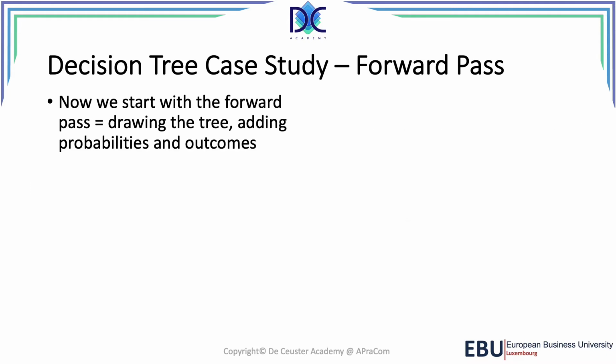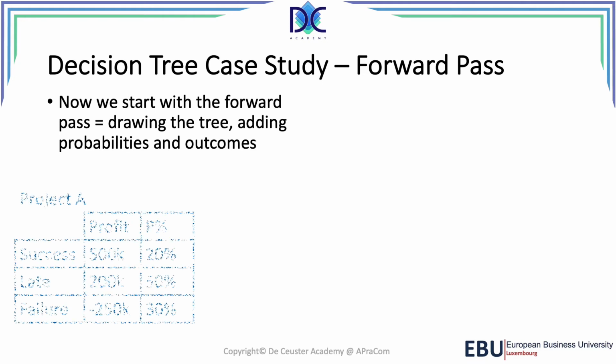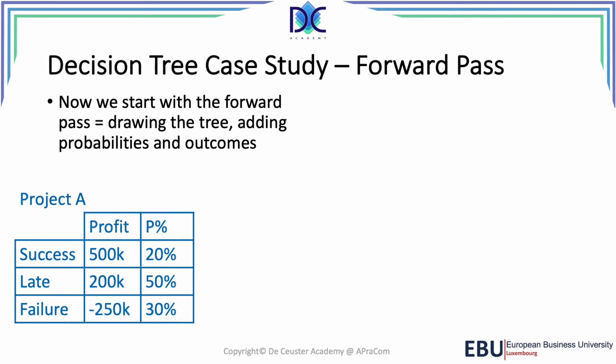In the forward pass, we are starting here with project A, which has a success profit of 500K, late 200K, and failure minus 250K with the different probabilities. We start from a decision node from which we draw a line indicating project A, and basically in the decision node we will compare all solutions. But what do we do next?